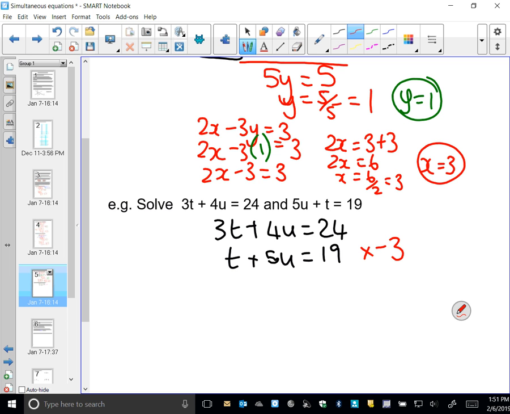Because this first one is 3t, that's positive, and this one is a positive 1. So if I multiply by 3, I would have 3t. So I need to have an opposite sign, so I need to multiply by negative. So negative 3t minus 15u equals 3 lots of 19.